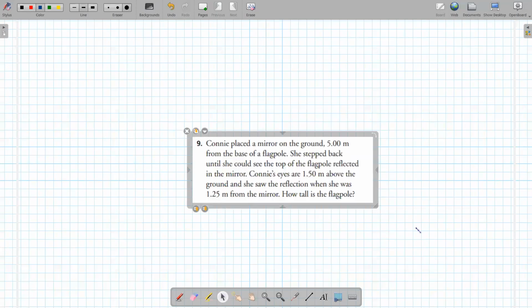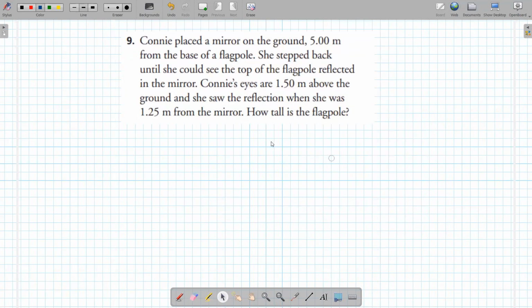And the harder questions are always going to be the ones where they don't give you a diagram because you may have to make some assumptions. So here, there's a flagpole. He placed a mirror on the ground 5 meters from the base. Again, this can be in either direction. So the mirror is right here, and this distance is 5 meters.